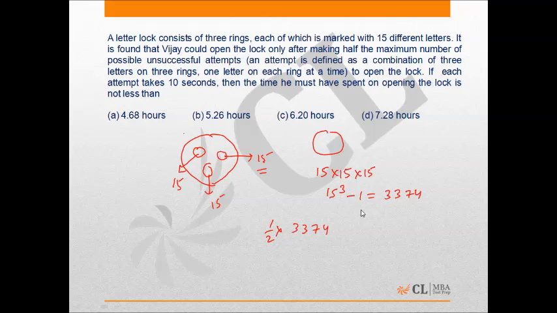And it is also known that he takes 10 minutes in each attempt, so the total time that he needs to make sure that he opens the lock after making half of the maximum possible number of unsuccessful attempts is 1 by 2, 3374 into 10 seconds. When we convert this quantity into hours, it will be around 4.68 hours. So the minimum time that he must have spent on opening the lock could not be less than 4.68 hours, which is option A.